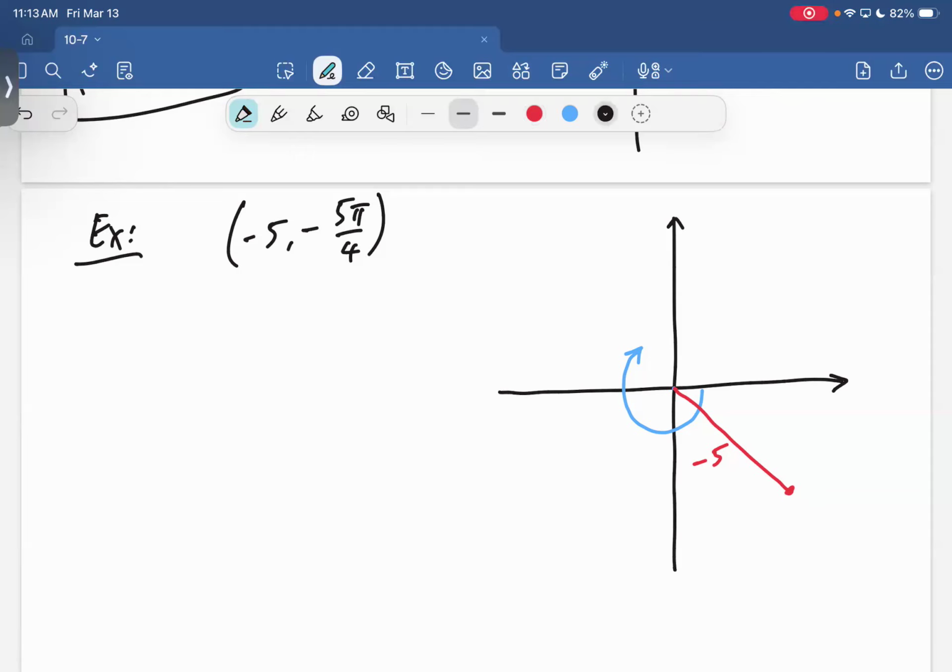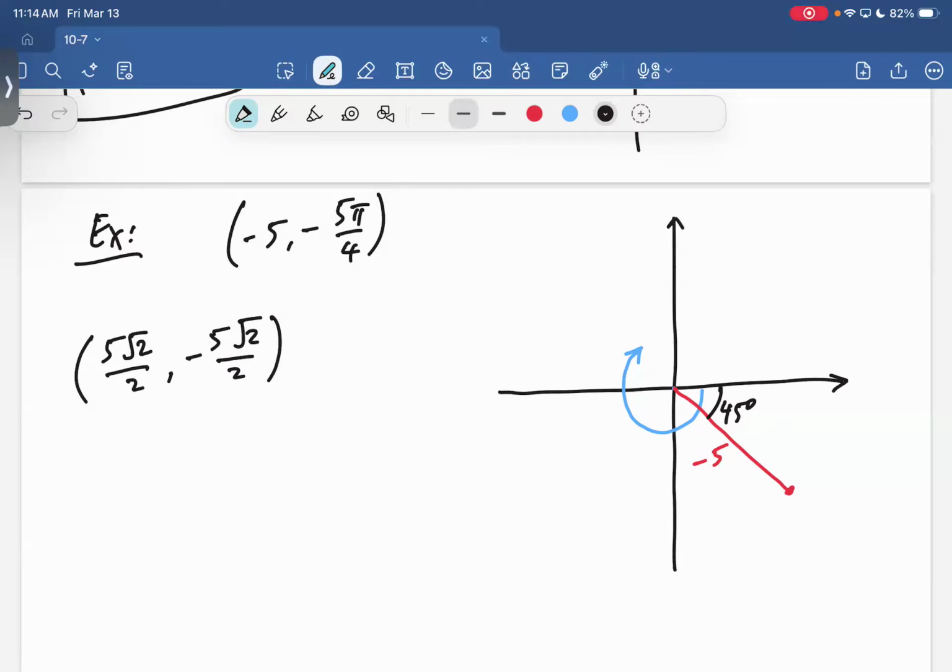And so to find the rectangular coordinates, you can either do r cosine theta, r sine theta, or you can just look at this point and you know this is a 45-degree angle, right? And then you can extrapolate what the coordinates are based on where it is in the quadrant. And so the answer would be 5√2/2 comma -5√2/2. Okay. Any questions?